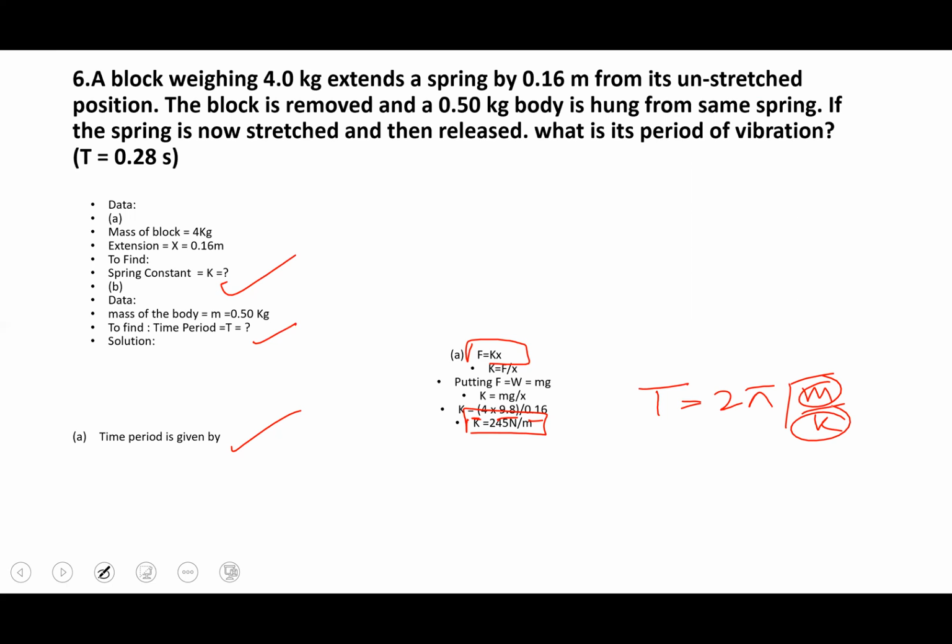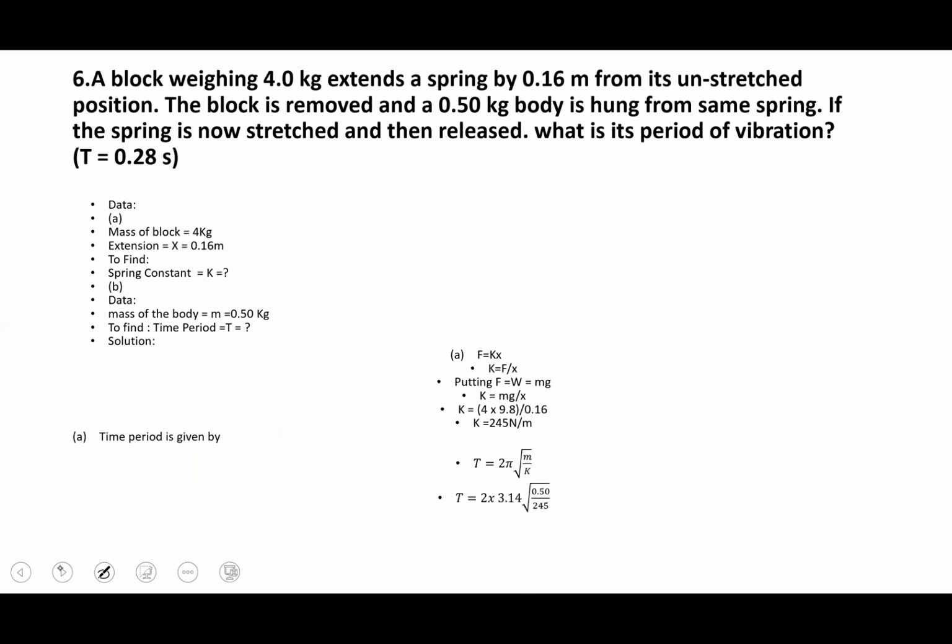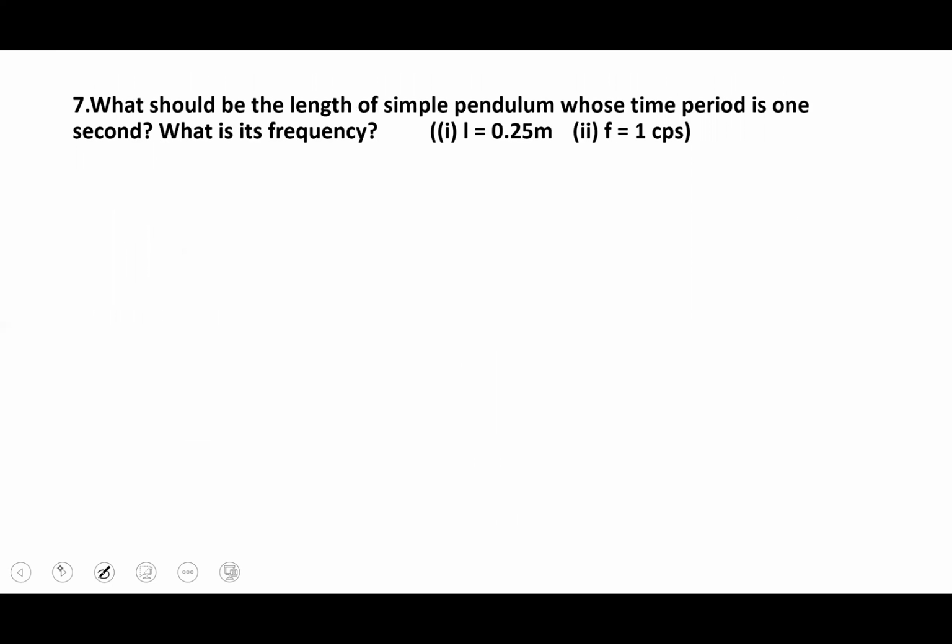We have the value of k because the spring wasn't changed in this whole procedure. So spring constant will remain the same. So that is the formula which we are going to use: T is equal to 2 pi under root m over k. Putting in the values, it will be 2 multiplied by 3.14 into under root 0.5 divided by 245. So the value of T will be 0.28 seconds.